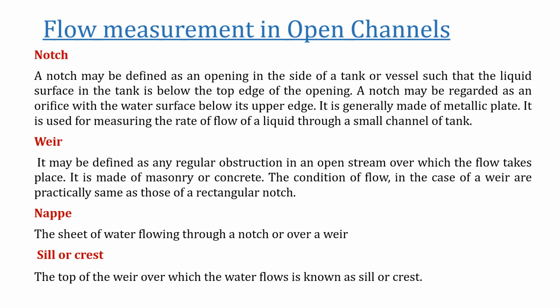It is used in a lab for low discharge, and it is used for measurement of the rate of flow that is discharged through a small tank or a channel. A weir is basically the same thing as a notch, but it is much larger in size and it is used in actual canals. So this is a regular obstruction created in the stream of brick masonry or concrete.